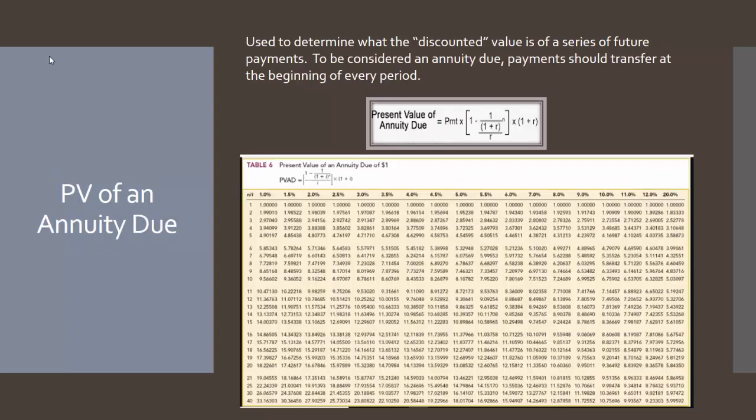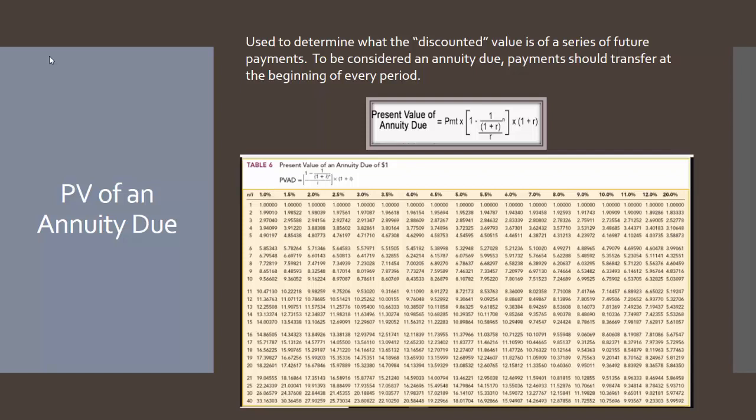The present value of an annuity due. What is the difference between an annuity due and an ordinary annuity? It's the time that you get it. In an ordinary annuity, the payments come at the end of every period. If it is an annuity due, the payments come at the beginning of every period. Besides that, it's pretty much exactly the same.